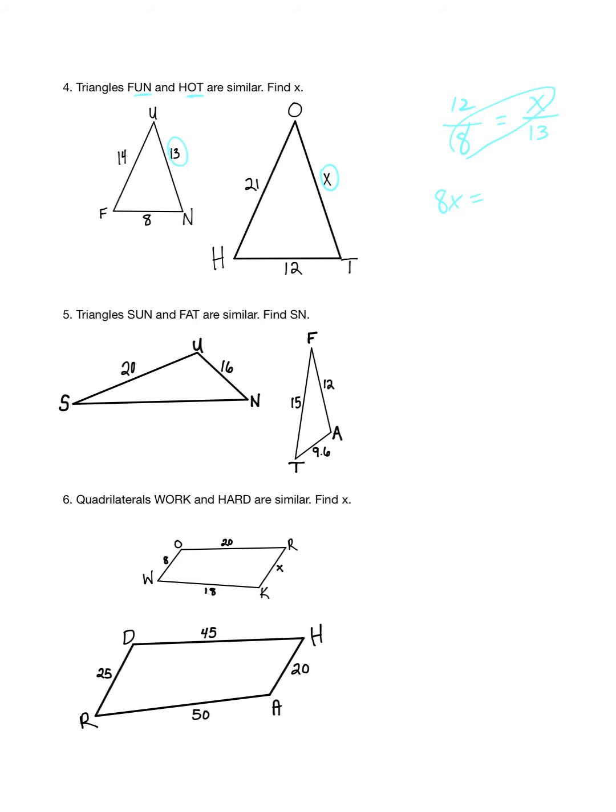8x equals, 12 times 13, 144 plus 12 more, 156. Divide out the 8 on both sides. X equals, I wish I knew that, but I don't, so I'm going to cheat here. 156 divided by 8 equals 19.5. So 19.5.